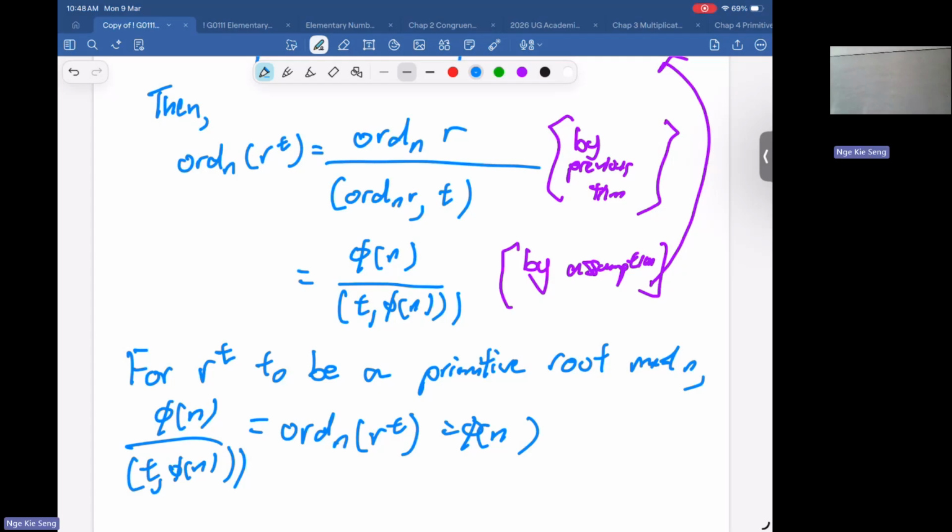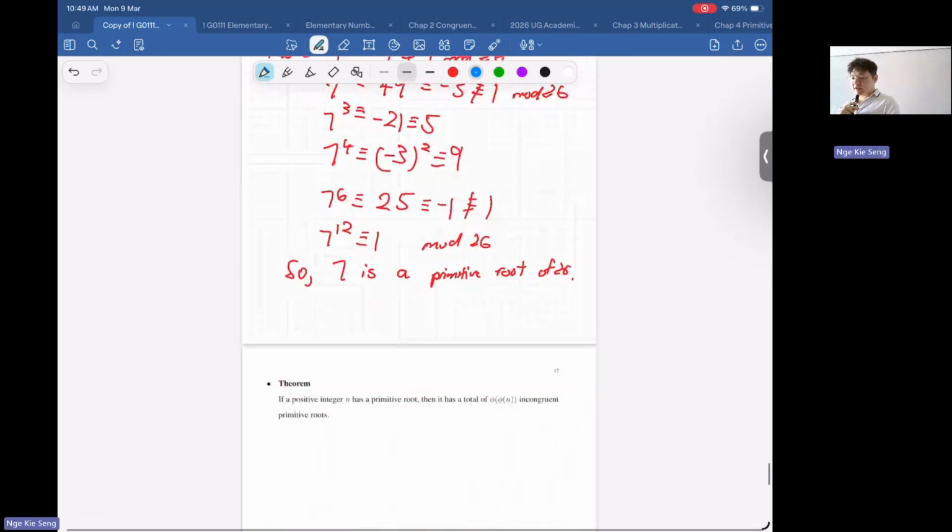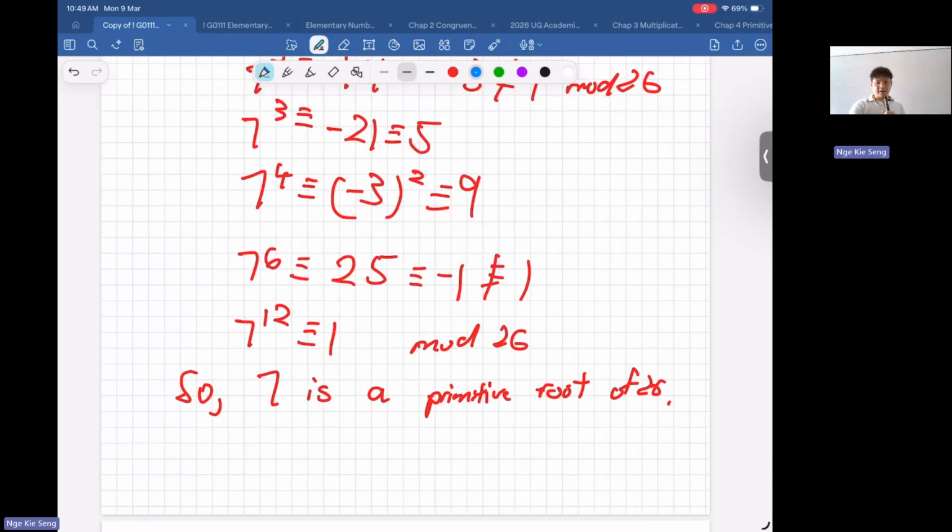It means that your denominator must be 1, which says that t and phi(n) have to be relatively prime. Does that make sense? So for these two to be the same, the denominator has to be equal to 1. But this is just saying that t and phi(n) are relatively prime. Make sense?